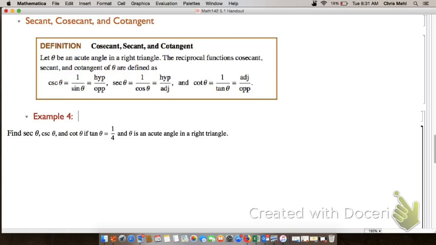So if I want to find secant theta, cosecant, and cotangent, if we know tangent of theta is 1/4, and theta is an acute angle in a right triangle, I'm going to draw that picture over here on the side.